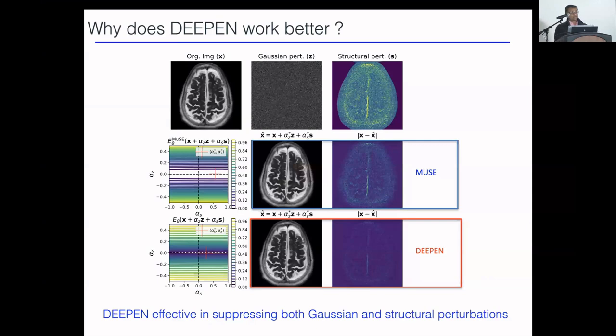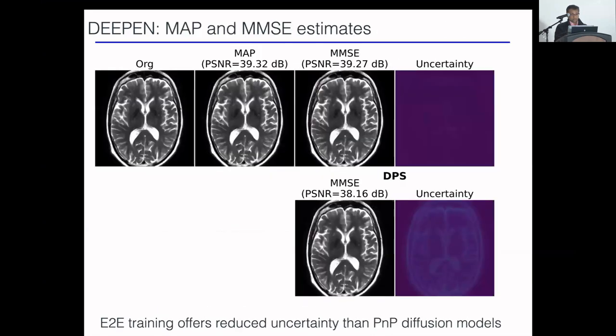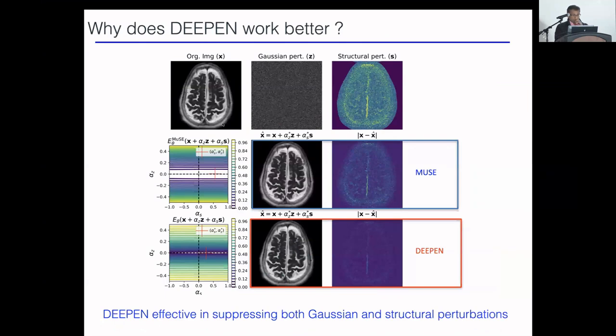So now the question is, why does this model work better? How does the end-to-end training help? Previously, we were perturbing just by Gaussian noise, but we now also consider a structural perturbation. Let's say we undersample, there are all these aliasing artifacts. These are all the artifacts we get from a random undersampling, and this is a Gaussian perturbation. Now we consider a combined perturbation, which is a linear combination of the Gaussian perturbation and the structural perturbation.